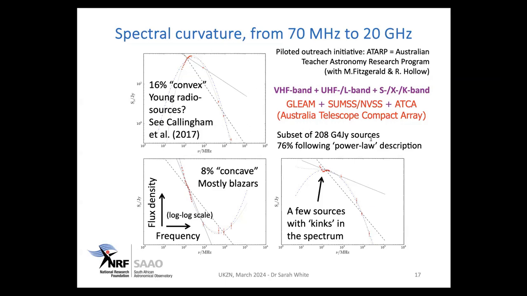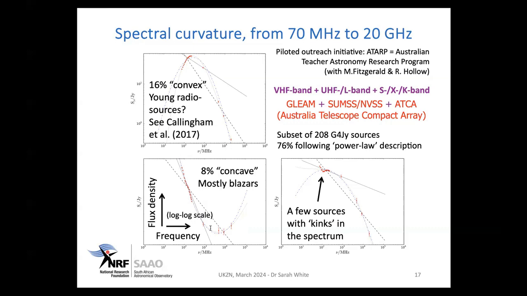And within this subset of about 200 sources, three quarters of them follow the usual power law description that we use to describe synchrotron radiation. But in about 16% of cases, we have these peaked-spectrum radio sources. That spectral signature is indicative of a young radio galaxy where the radio jets have not been able to burst through the cocoon of gas that's surrounding the supermassive black hole. In about 8% of cases, we have radio spectra that curve in a concave shape, and initial checks against the literature show that these tend to be mostly blazars. So again, we're looking down the radio jet axis.